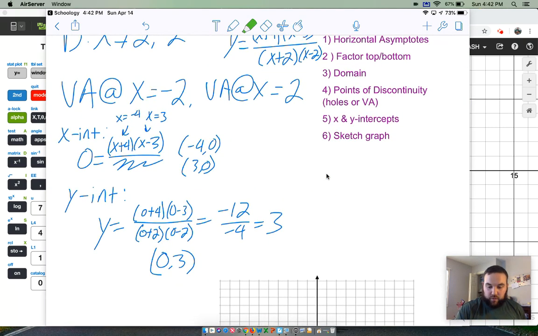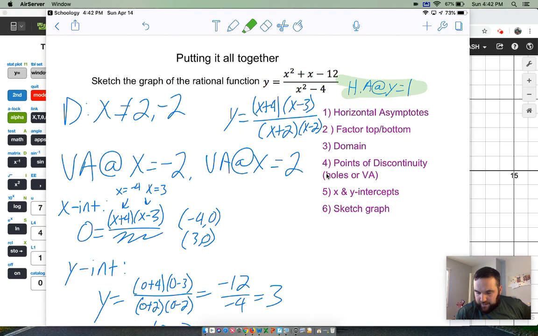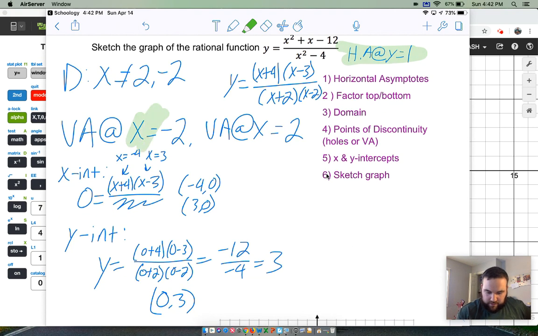So a ton of stuff going on here. I have a horizontal asymptote. I've got 2 vertical asymptotes. Highlight this whole thing. And then I have 2 x-intercepts and 1 y-intercept.